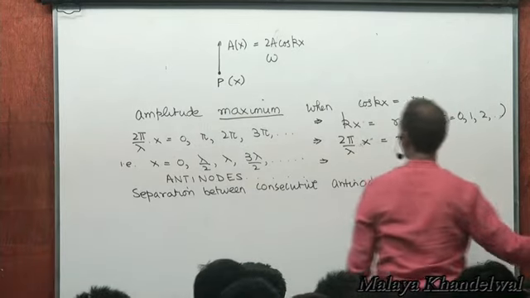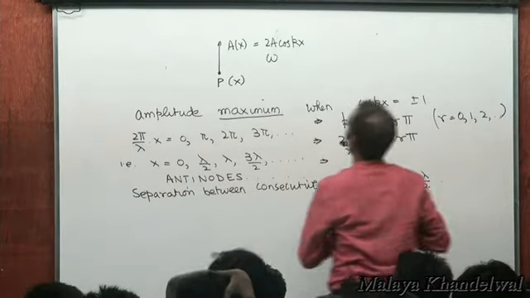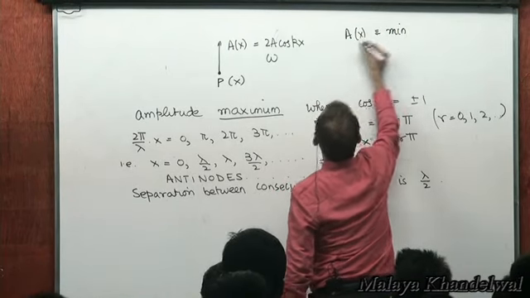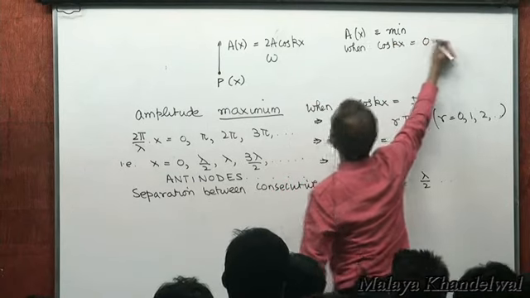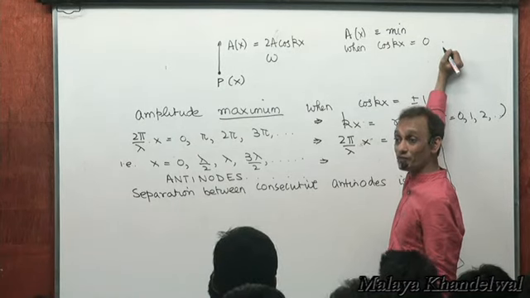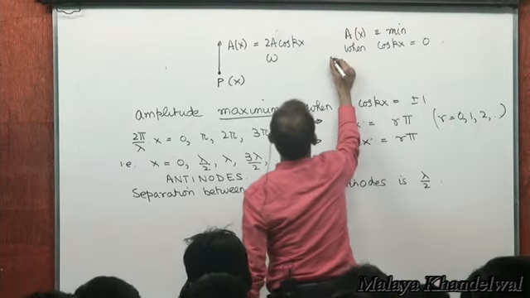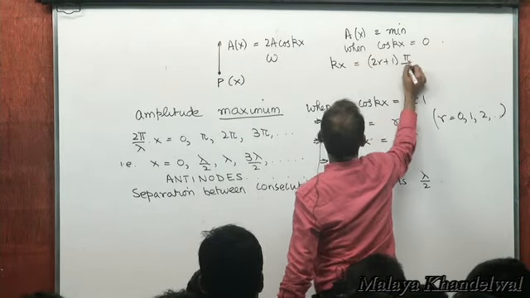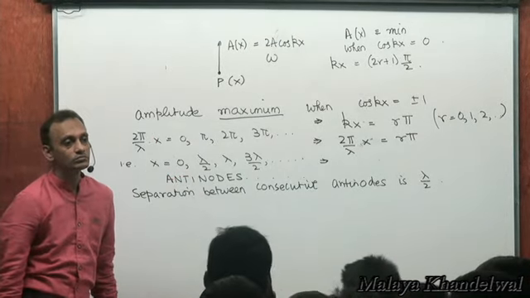Similarly, amplitude would be minimum when cos kx is 0. Cos kx 0 means kx must be an odd multiple of pi by 2. Yes or no? That means kx must be some (2r plus 1) into pi by 2. Yes or no?